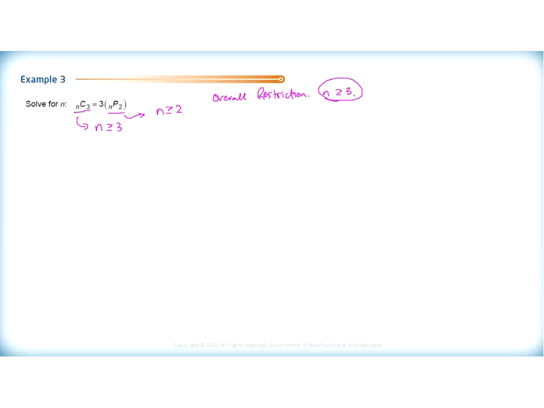So let's start simplifying here. I've got n factorial over n subtract 3 factorial times 3 factorial equals 3 times, now the P of n choose 2 is n factorial over n subtract 2 factorial. Now we're going to start breaking things down here. I got n times n subtract 1 times n subtract 2 times n subtract 3 factorial over n subtract 3 factorial. And I stopped at n subtract 3 because that's what my denominator contained. And I can cancel these.